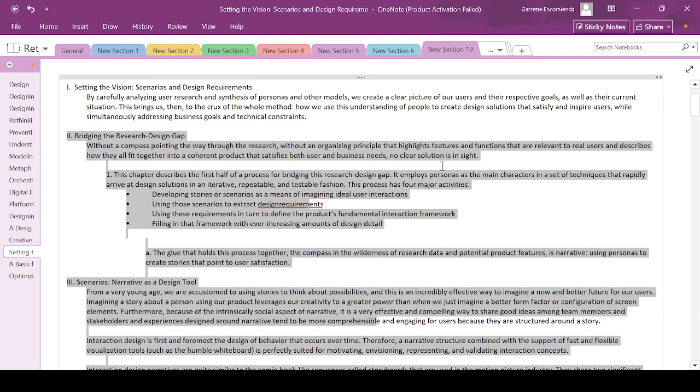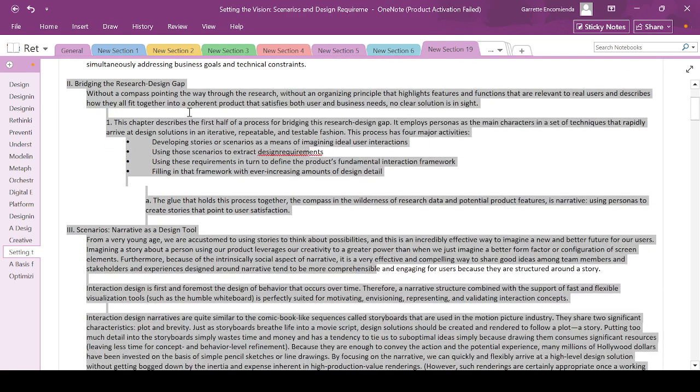without an organizing principle that highlights features and functions that are relevant to real users and describes how they all fit together into a coherent product that satisfies both user and business needs. No clear solution is in sight.